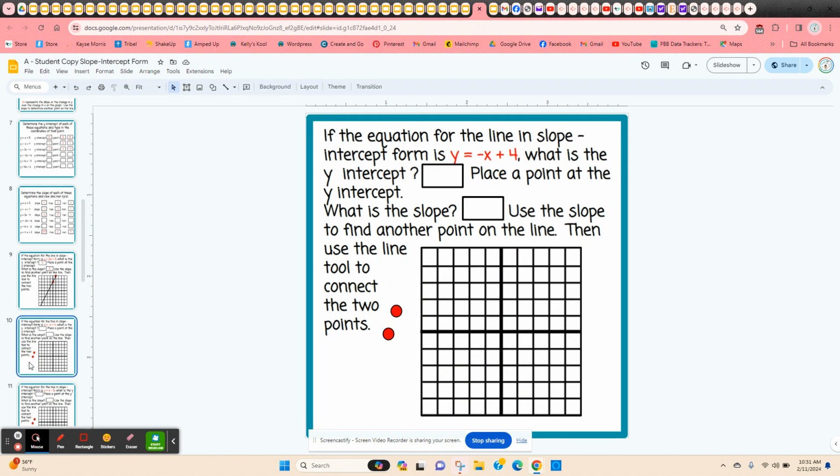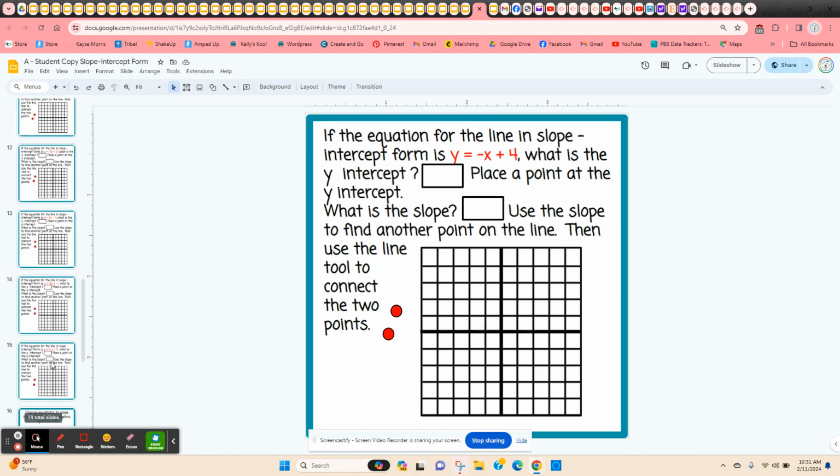They're going to do the same thing with several other slides. So what is the y-intercept? What is the slope? You're going to start with the y-intercept on the graph, use the slope to find a second point, and then the line tool to connect those 2 points.